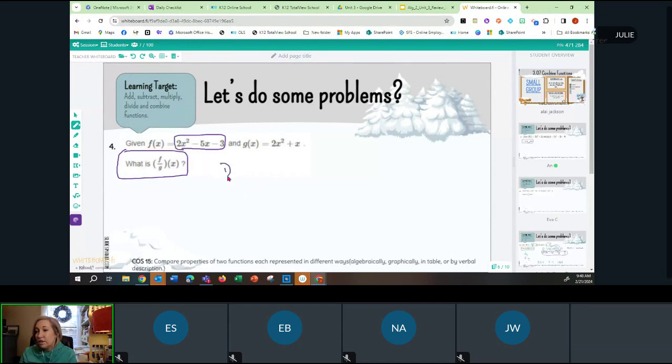And what I do is I just make it look just like the problem. I do a fraction bar. I don't use parentheses here because this one's going to be different. So I take my F and I put it in the top because F is in the top. And then I take my G and I put it in the bottom.